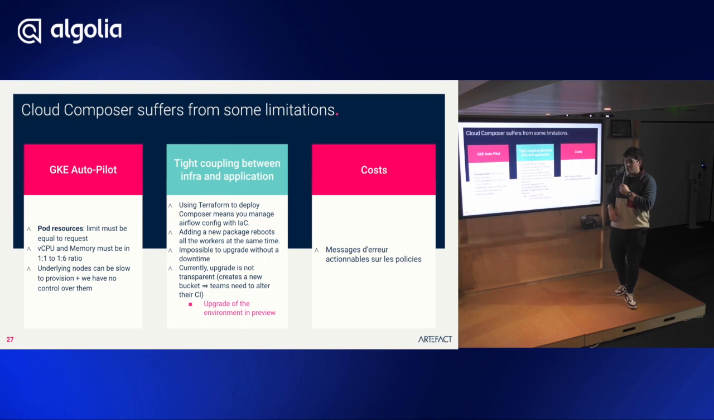So that's the third point. It's impossible to upgrade without a downtime. If you want to add an environment variable, every worker is going to be rebooted, even the web server. Also, currently the upgrade is not transparent, so you cannot upgrade one environment to another. It is in preview to be able to do that. But like we mentioned, when we provision a Composer environment, it creates a bucket. If you create a new Composer environment, it's going to create another bucket. So all of the teams need to change the bucket name to deploy their DAGs. So you cannot do that transparently, even if you have maintenance windows.